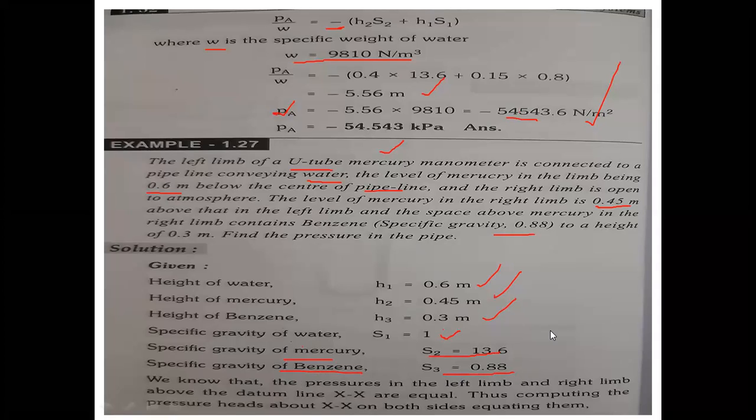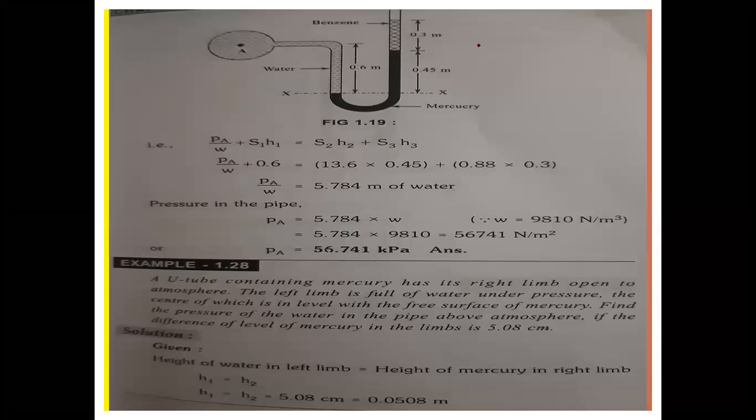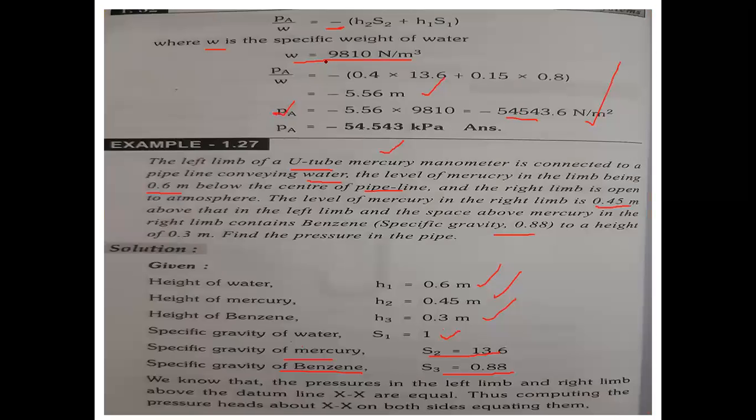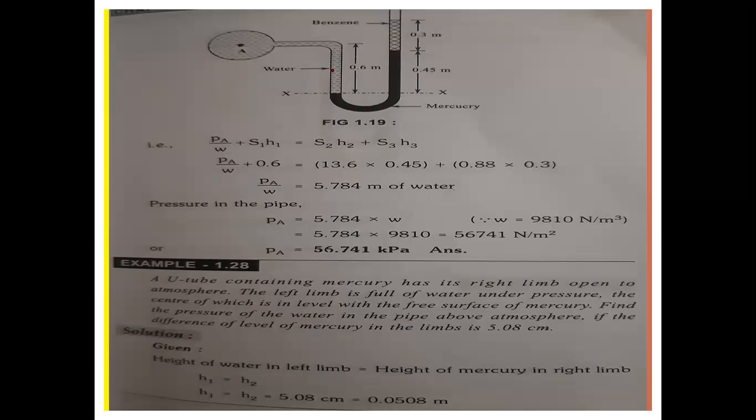Now see the figure. We know that the pressure in the left limb and the right limb above the datum line are equal. Now see here. In this closed pressure container, you have water up to this level. If you get this question in any exam, definitely you will have the figure. Don't worry. The figure is given in the problem. By seeing the figure you can do the process.